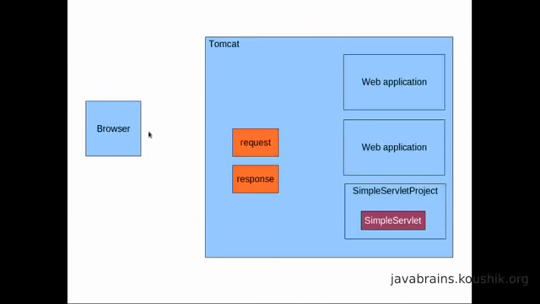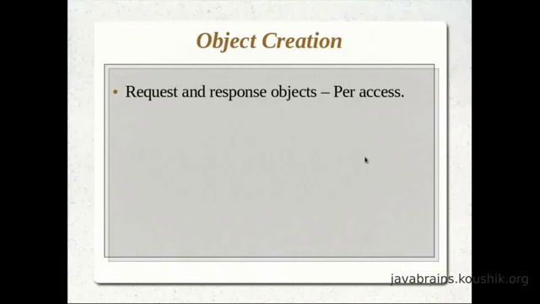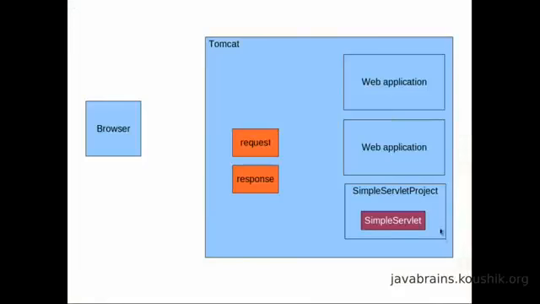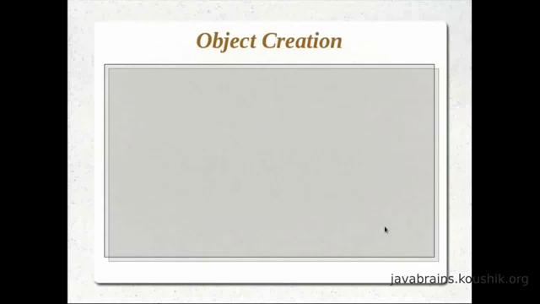So every time there is a URL that's accessed, the request and response objects are created and they're handed out to the doGet or the doPost methods of that servlet. So request and response objects are created per access. But how about the servlet object itself? The servlet object is not created per access. Say there are five browser windows or five different clients accessing the URLs that's served by the same servlet. That does not mean that there are five different objects of the servlet.